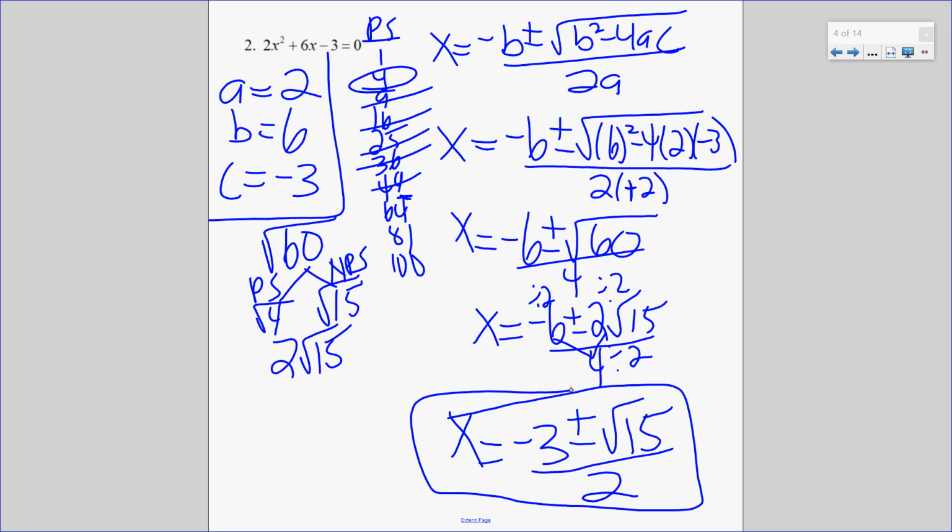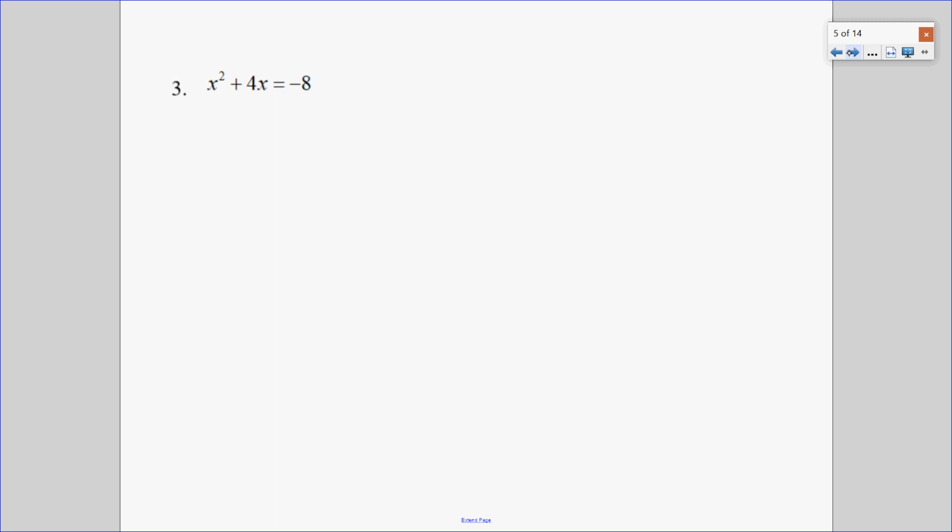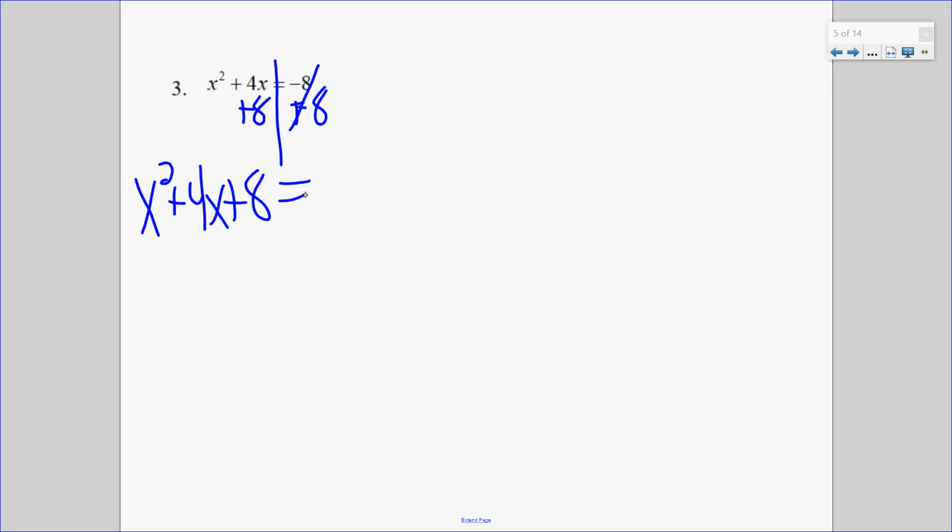All right, let's continue with a couple more examples, and then I'm going to let you practice. Mr. X squared, he wants to party. Can he party right now? No. 8's got to come over. x squared plus 4x plus 8 equals 0.